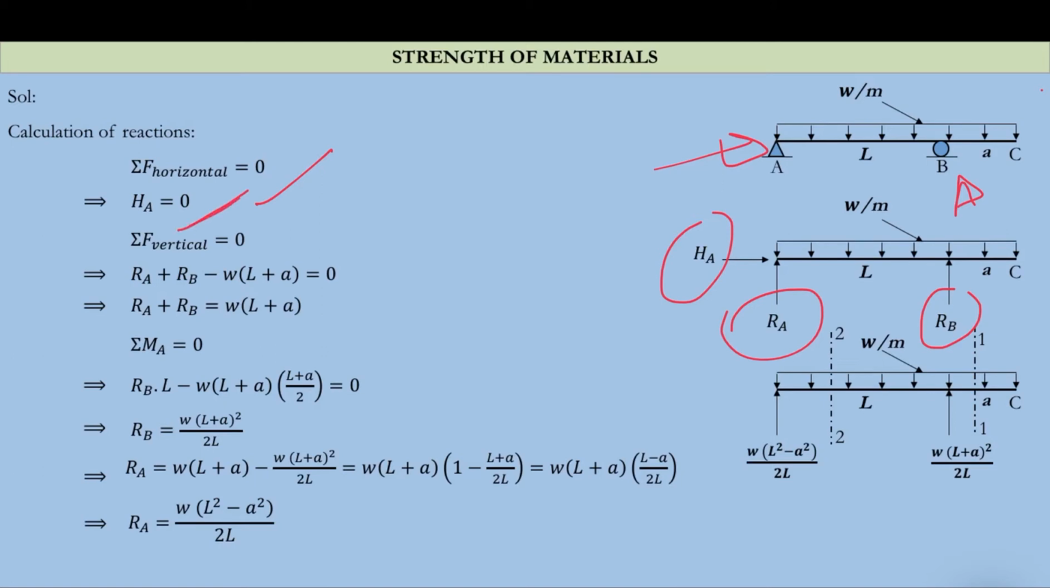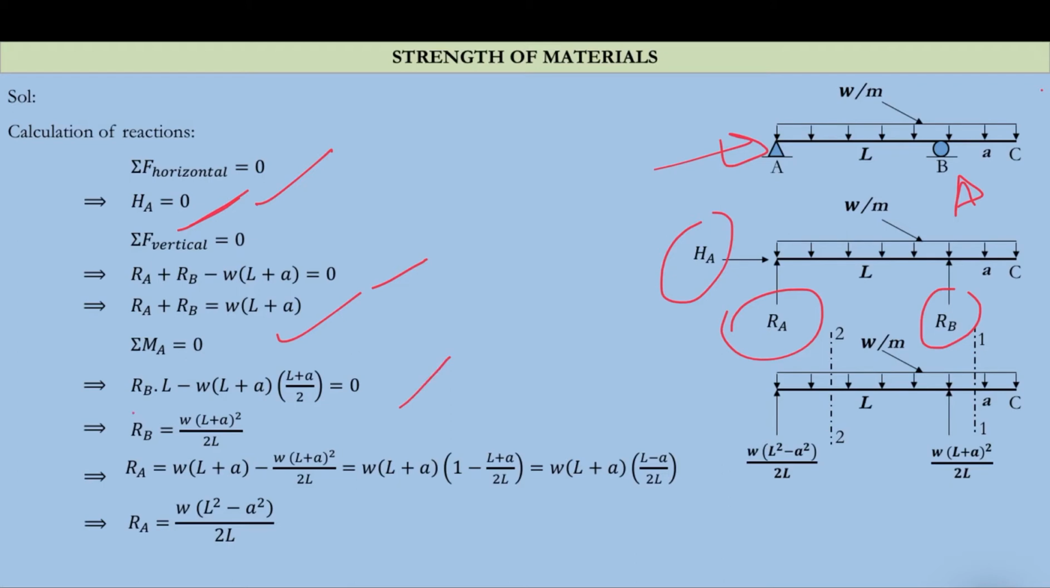Now summation Fy, that is the summation of all the forces in the y direction or vertical direction, will be 0. What are the forces? RA, RB and the uniformly distributed load W, spanning over L plus A. So RA plus RB will be W into L plus A. Now we have to take the moment either at B or at A. So we are taking the moment at A.